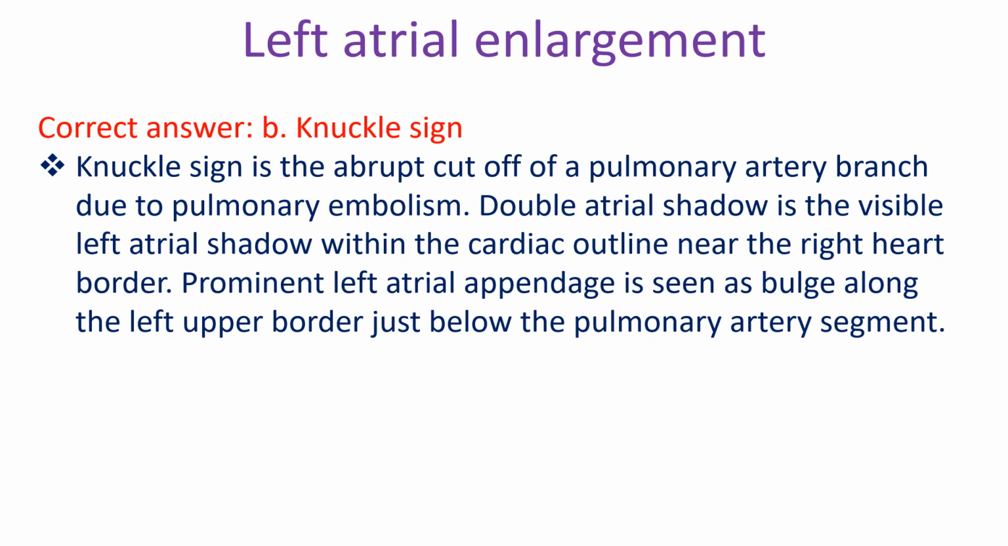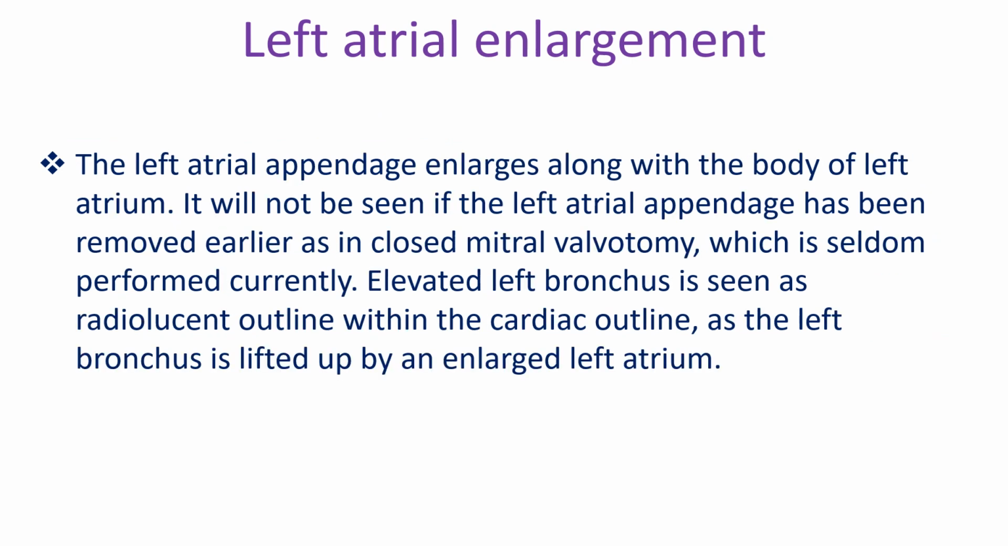Double atrial shadow is the visible left atrial shadow within the cardiac outline near the right heart border. Prominent left atrial appendage is seen as a bulge along the left upper border just below the pulmonary artery segment. The left atrial appendage enlarges along with the body of the left atrium. It will not be seen if the left atrial appendage has been removed earlier, as in case of closed mitral valvotomy, which is seldom performed currently. Elevated left bronchus is seen as a radiolucent outline within the cardiac outline, as the left bronchus is lifted up by an enlarged left atrium.